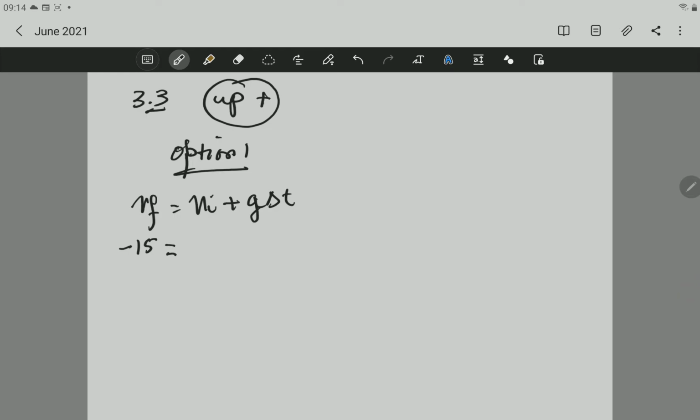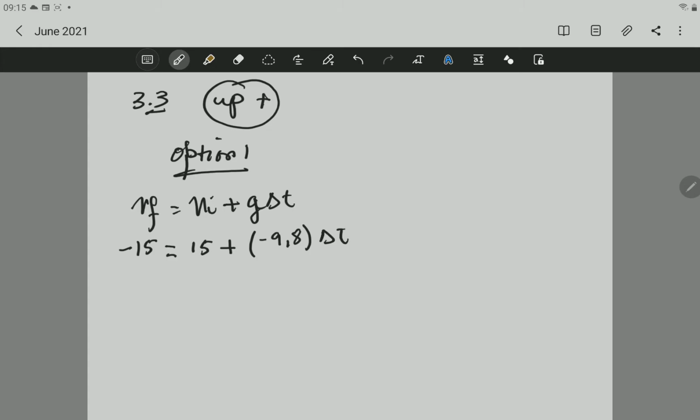What is the initial velocity of the ball? It is 15 meters per second up. I said up is positive, therefore it is positive 15, plus 9,8, which is the acceleration. But I said up is positive, so it's minus 9,8, because 9,8 is always downward, multiplied by the time.